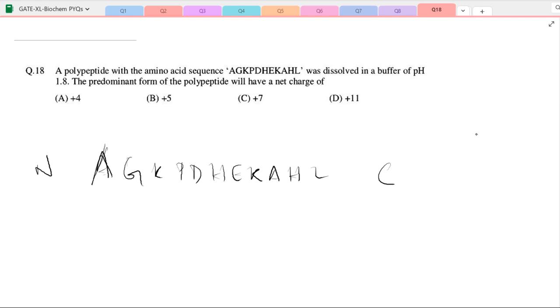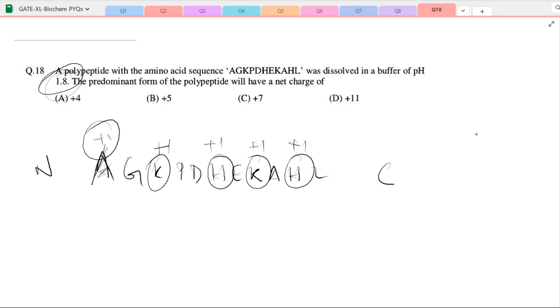Okay. So here, first of all, we need to mark the amino acids which are positively charged, because it's a very low pH, which is 1.8. So lysine is one, so you have one positive charge here. Another one is histidine, another positive charge. You have another lysine, another positive charge, and another histidine, another positive charge. And alanine, being at the N-terminal end, will also be positively charged because it's a very low pH, and the NH2 group will be protonated by another hydrogen ion. So here this will also be positively charged.